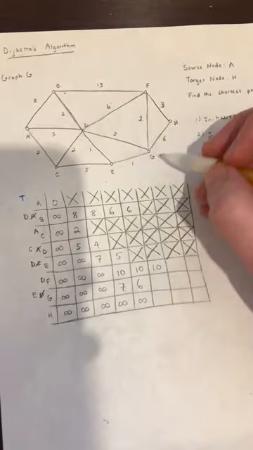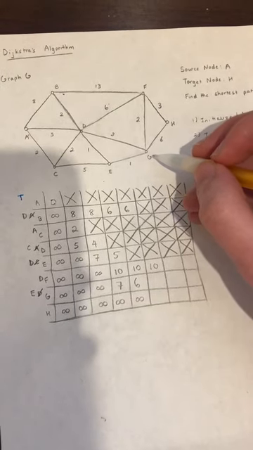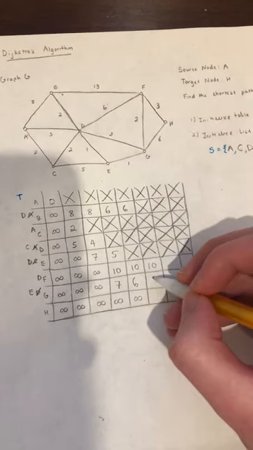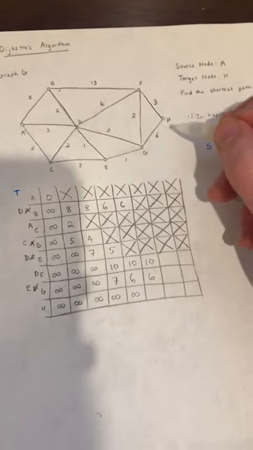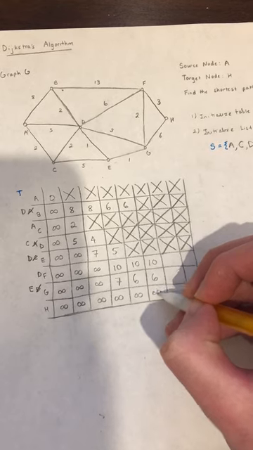Now let's look at G. G is not a neighbor of B, so we're going to keep G's distance. And H is also not a neighbor of B. It's all the way over here, so we're going to keep its distance at infinity.